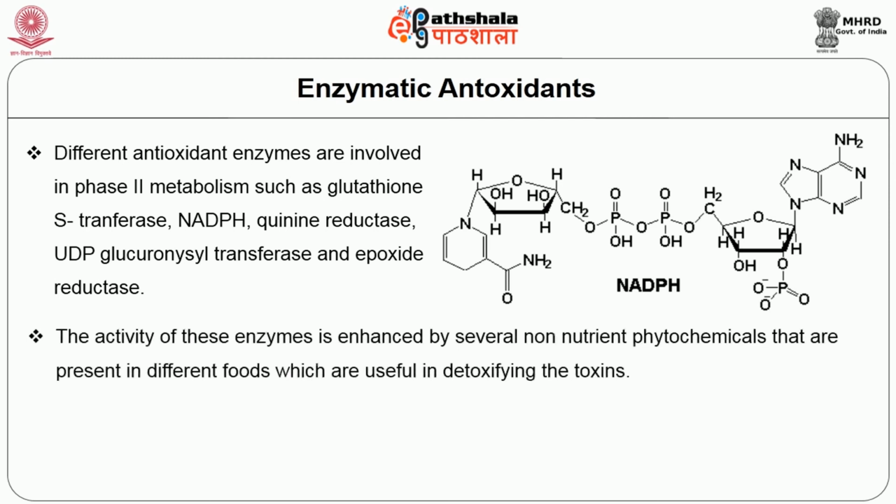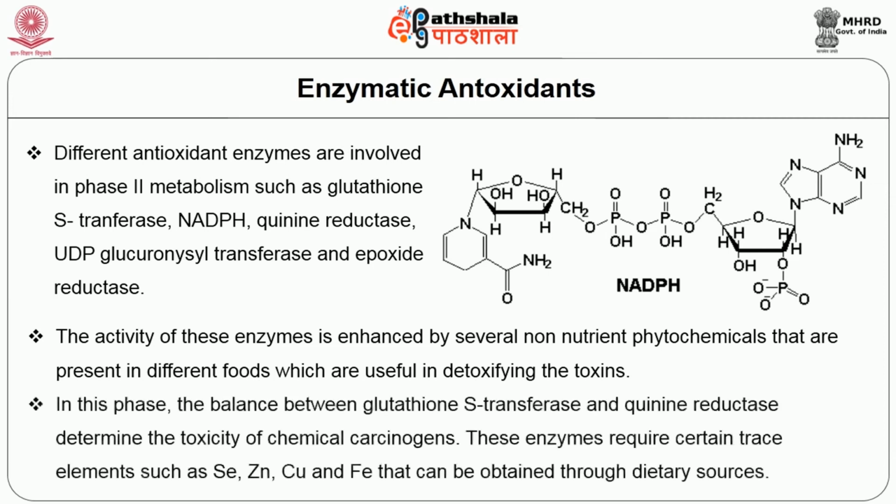The activity of these enzymes is enhanced by several non-nutrient phytochemicals that are present in different foods, which are useful in detoxifying the toxins. In this phase, the balance between glutathione S-transferase and quinone reductase determines the toxicity of chemical carcinogens. These enzymes require certain trace elements such as selenium, zinc, copper and iron, which can be obtained through dietary sources.